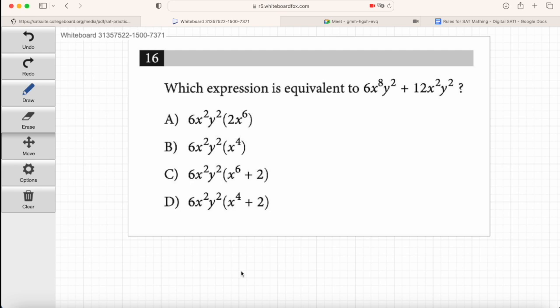On most of these equivalent expression questions, you can just create values for x and y. We'll plug those values into this expression and find out what it equals. Then if we plug those same values of x and y into the answer choices, the right answer has to match the value of the expression in the question, if it's equivalent to it. Does that make sense, why that's going to work? So let's do that.